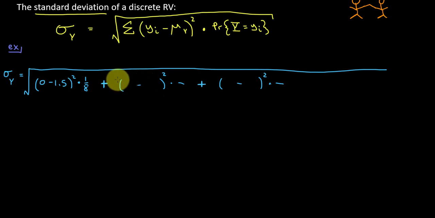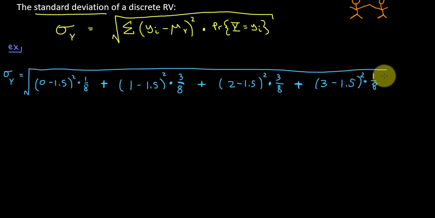Okay, 0 tails, got it. 1 tail minus the mean squared, the probability of one tail, I apologize, it's 3/8. 2 tails, subtract the mean. Your probability was 3/8. And lastly, we had 3 tails. Subtract the mean. Square. Your probability was 1/8.